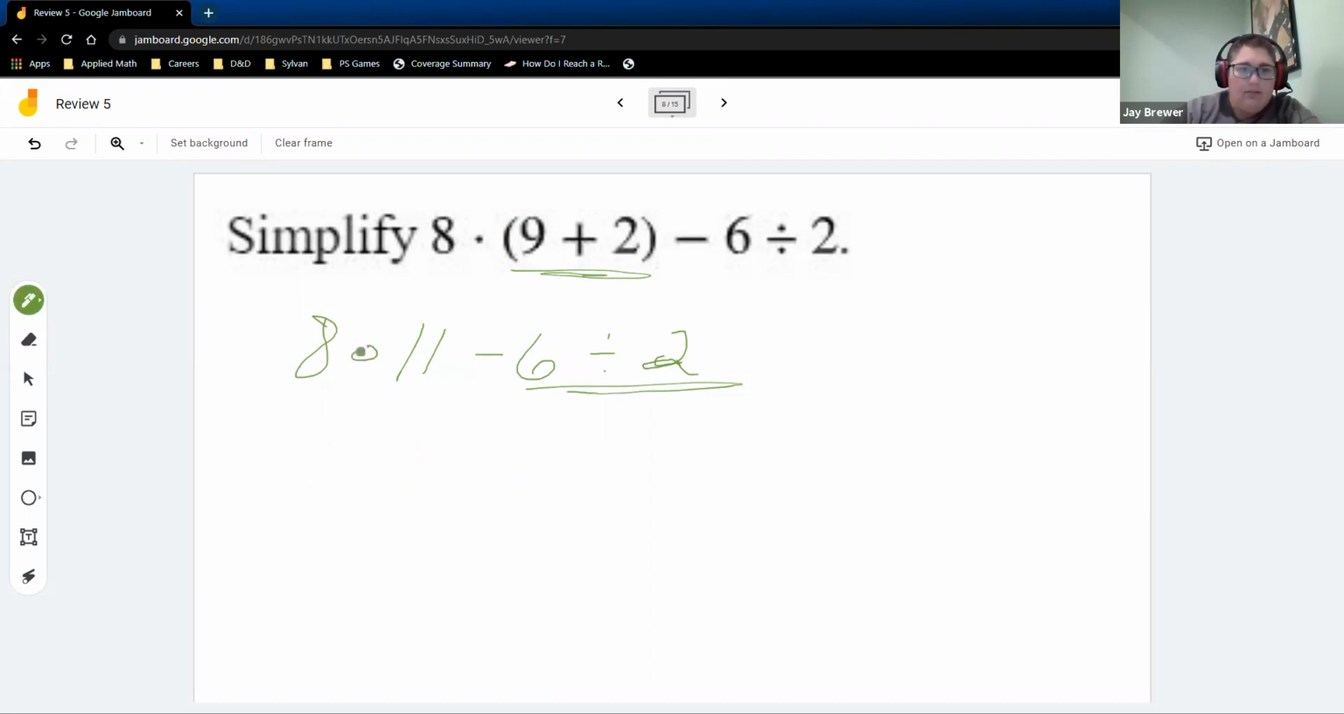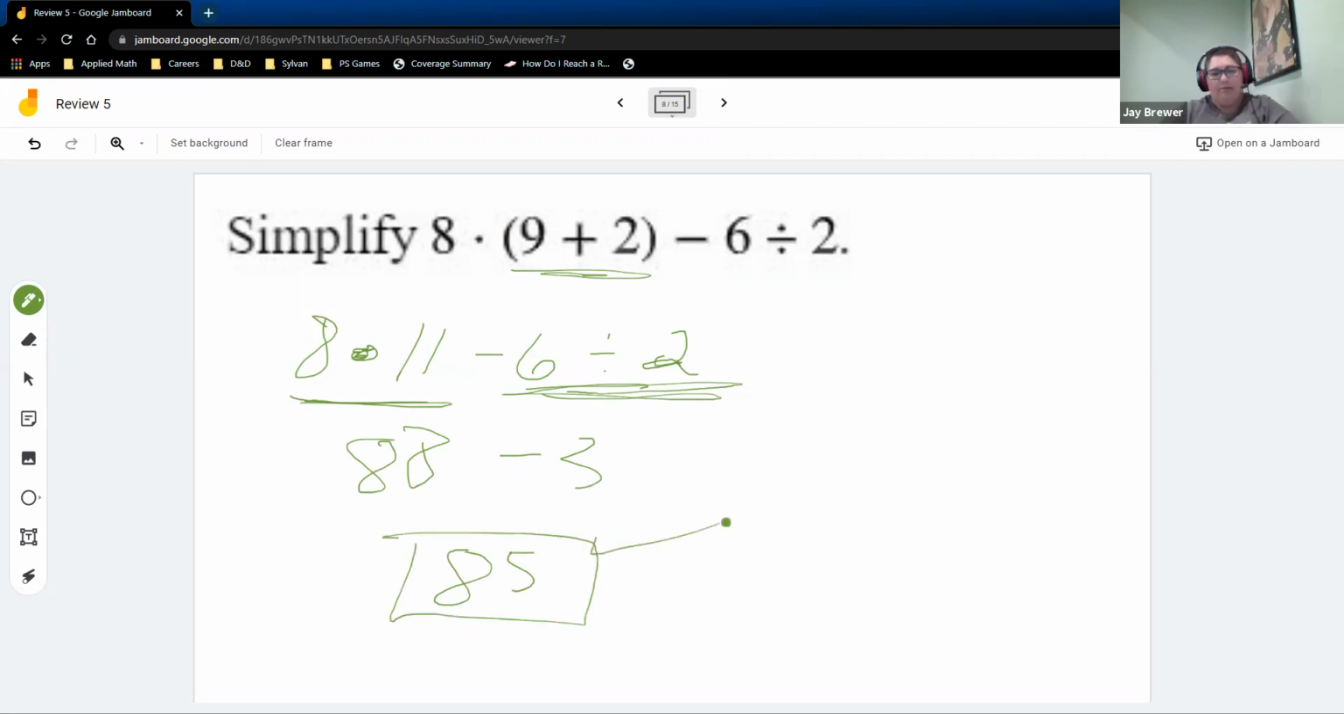Okay, so that's actually a multiplication. So I can do this at the same time. So 88 minus 3, and that 3 coming from the 6 divided by 2. So that gives us an answer of 85.